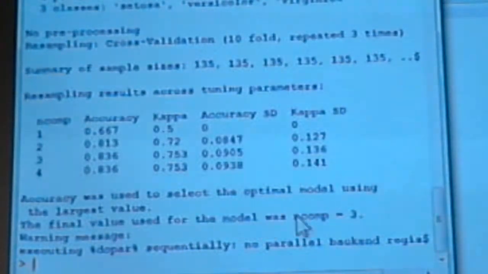So the final value for the model used was n equal 3. So it suggests using 3 components. It's more or less reflecting what we learned from other types of modeling, like 3. Probably only 3 out of these 4 variables will play significant roles in classification. And the output shows the accuracy. This is our regular agreement rate. 1 minus the agreement rate, of course, will be the error rate.